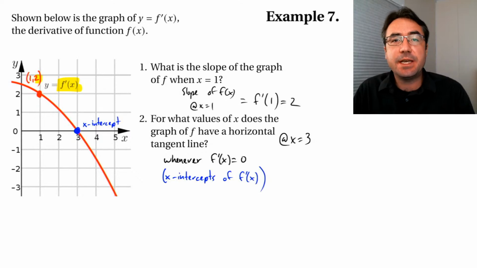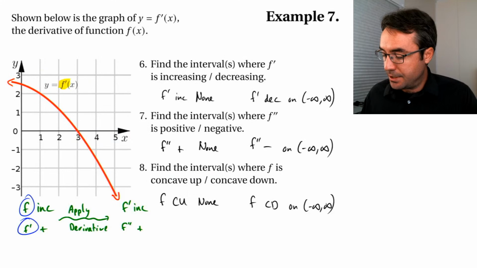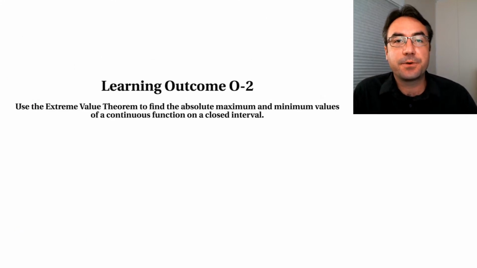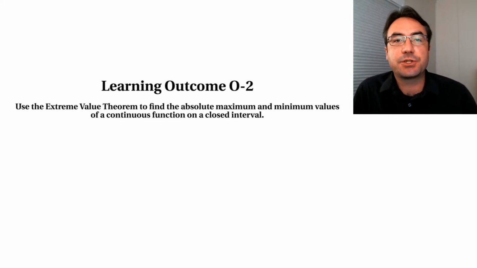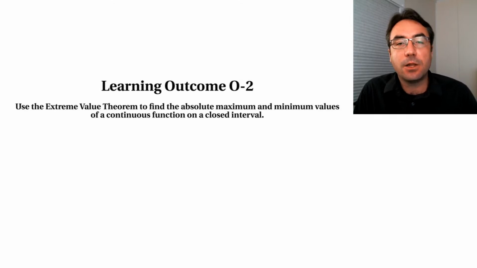And that's what we're going to see in the next section here. We're going to use derivatives to introduce our first optimization technique. We're going to look at one of the major results, the extreme value theorem, and see how we can use this to find the absolute maximum and the absolute minimum values of a function where we have a continuous function on a closed interval.